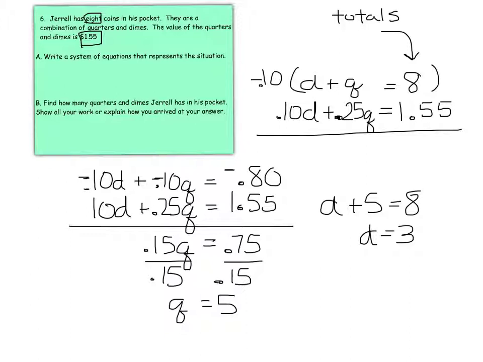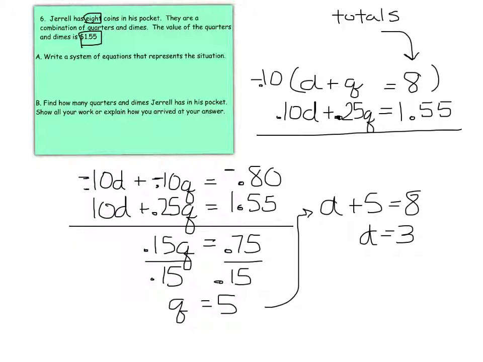All right, when you solved by elimination, I got rid of the dimes. So that gave me 15 cents after I got rid of the 10 cents from the quarters, and 75 cents. I divided both sides by 15 cents, which gave me 5 quarters. And then I plugged that back into the other total because I need to know how many dimes. So you had 5 quarters and 3 dimes.